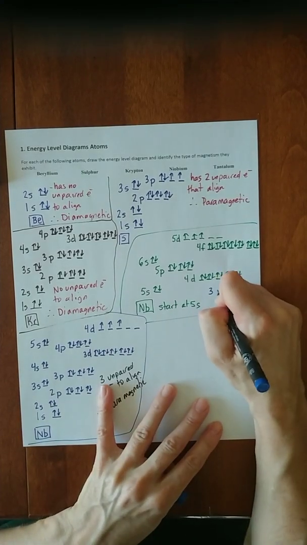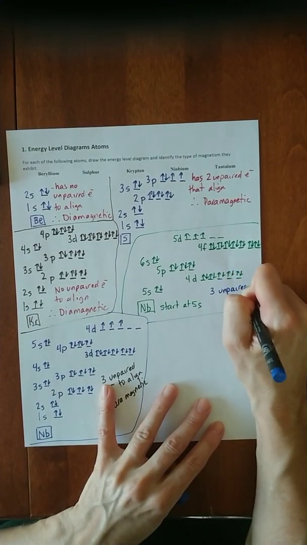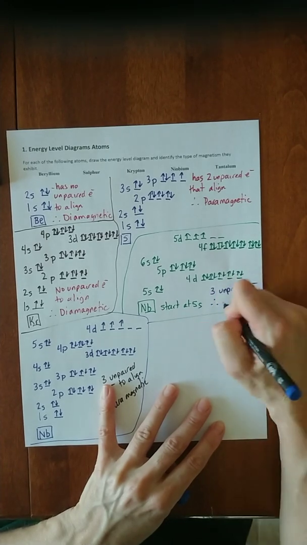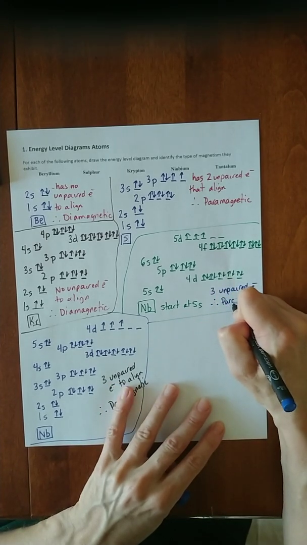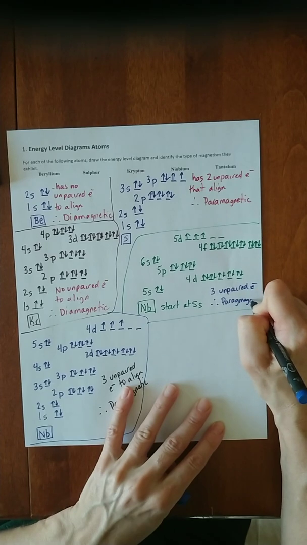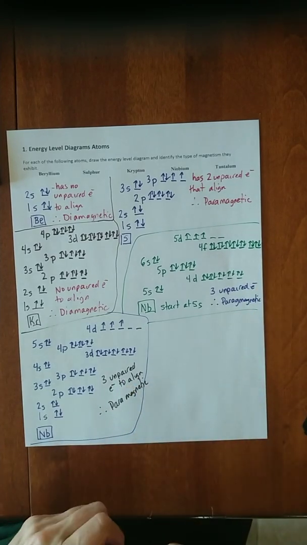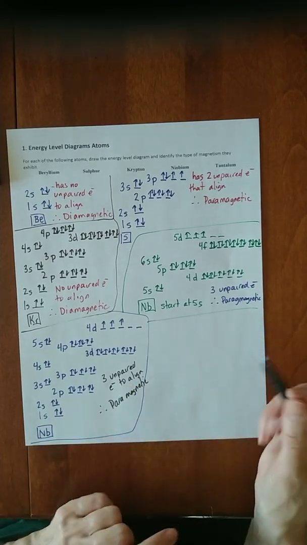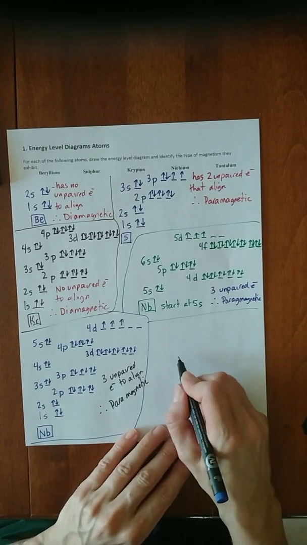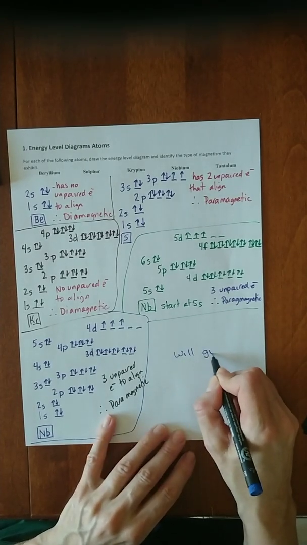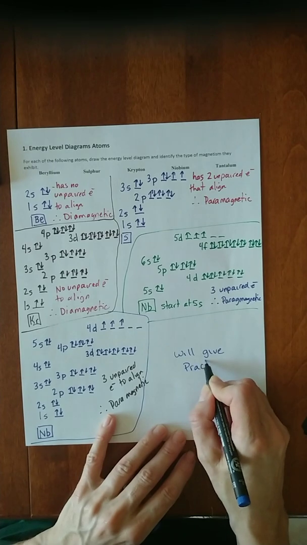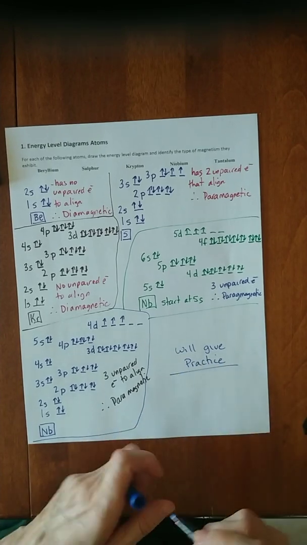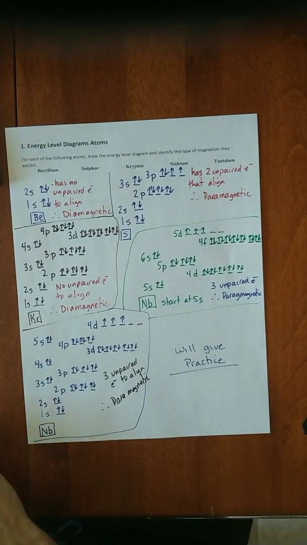So this has 3 unpaired electrons, therefore this is paramagnetic. Okay, so what I'm going to do is I'm going to give you some practice for you to do after this.